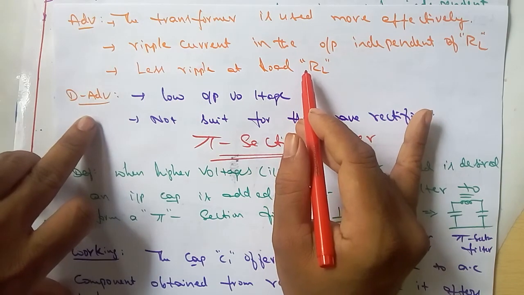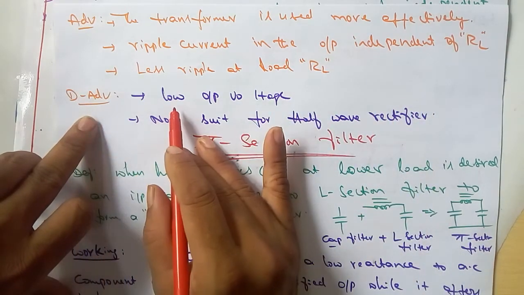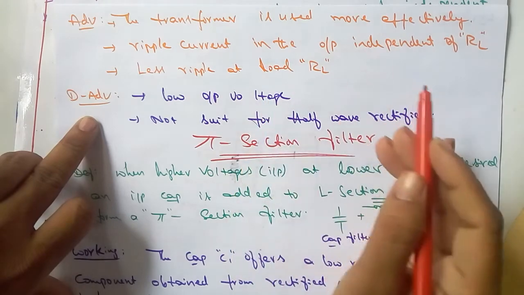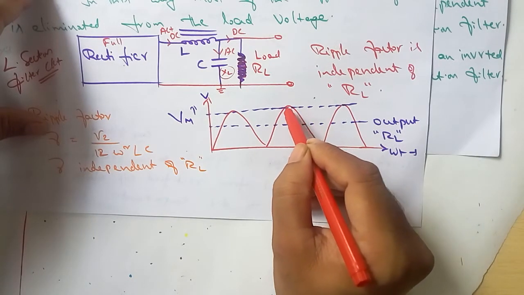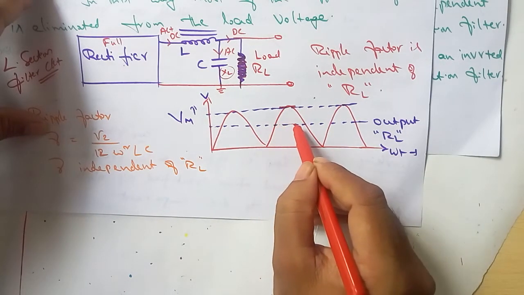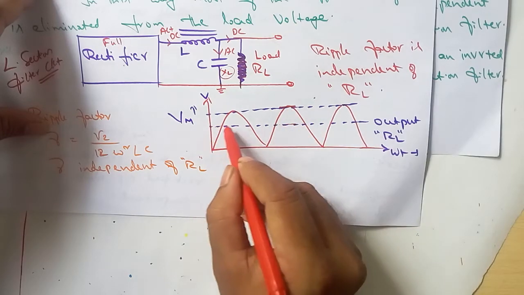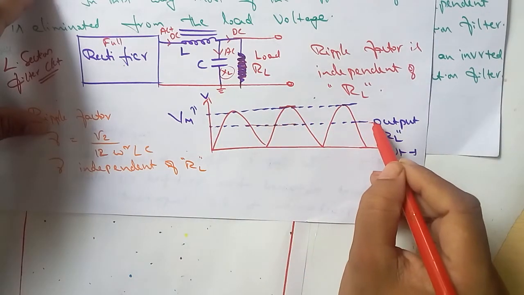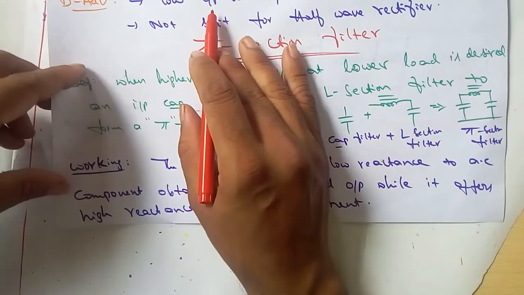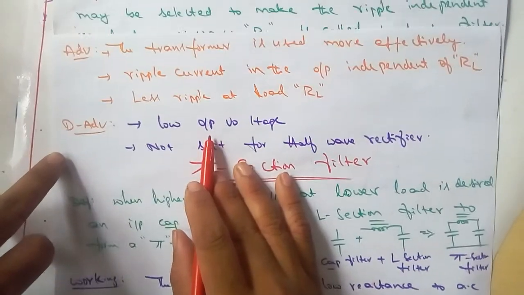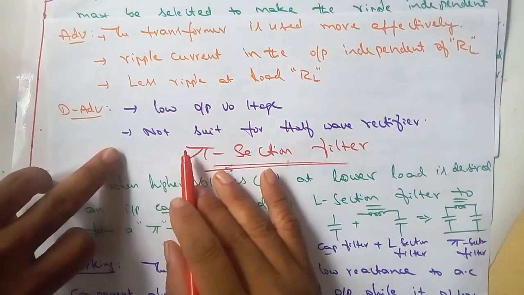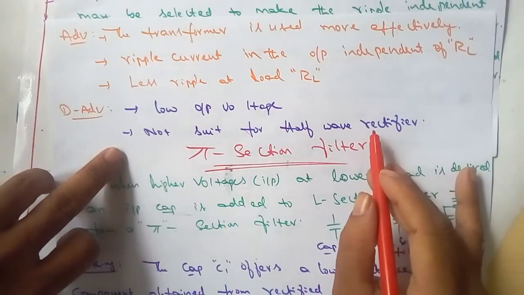So what are the disadvantages? The first one is low output voltage. See here, how much the output voltage was decreasing. This is the maximum output voltage, decreasing from that maximum level to some average level. Here to here it was decreased. This is the output of the load, right? So that's why there is less output voltage through the load resistance RL. These are the disadvantages.